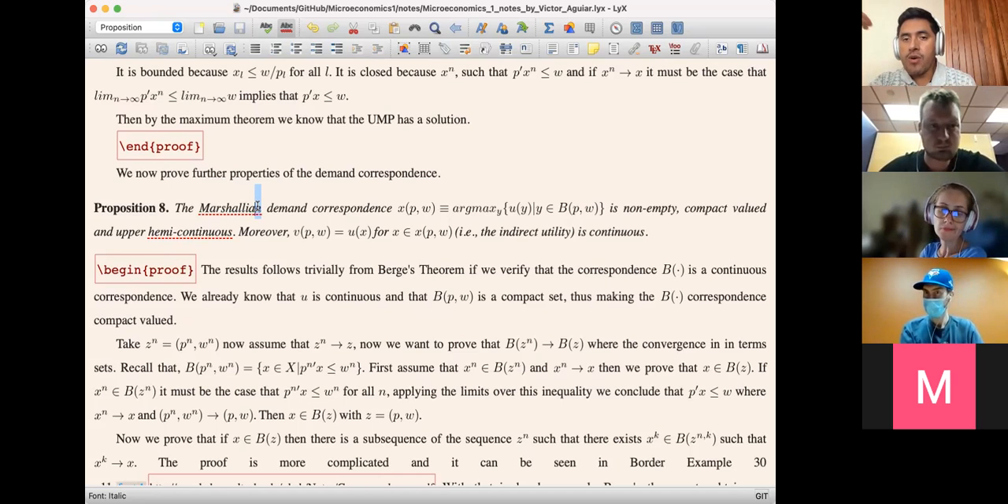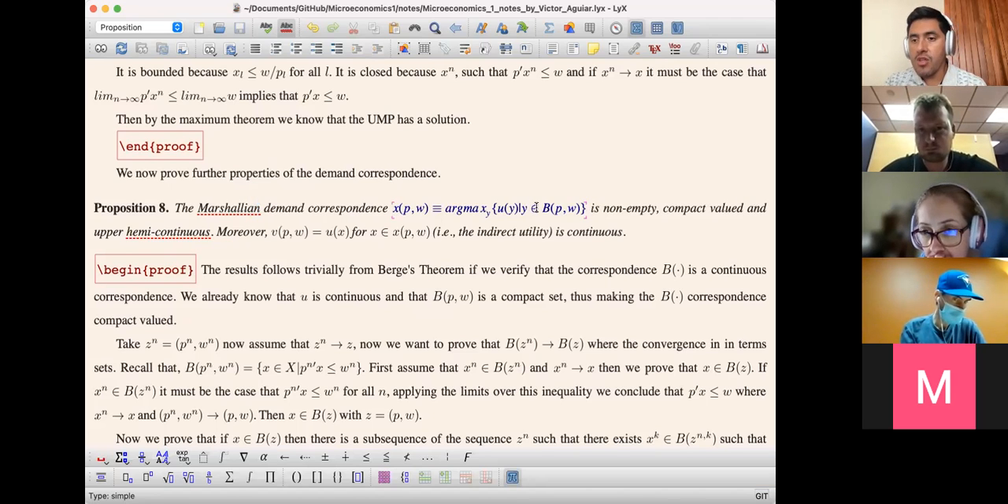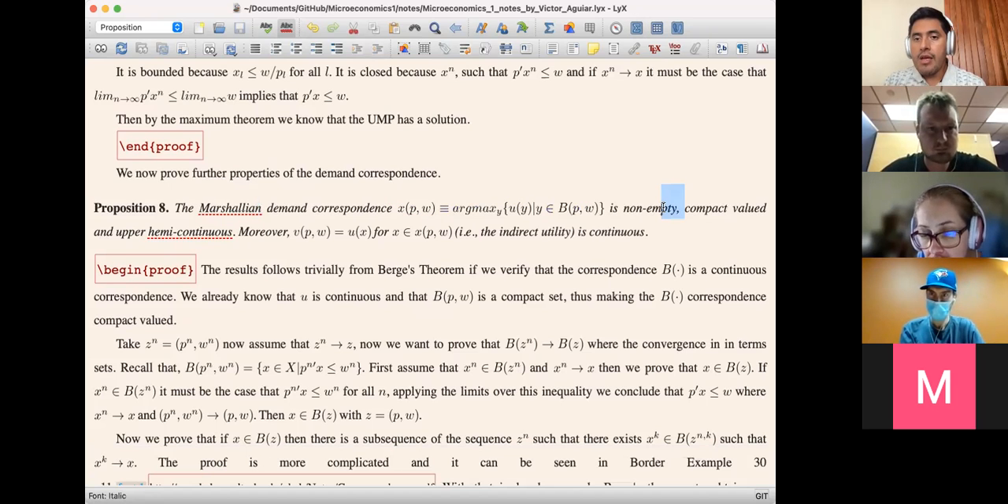So in general, we're going to say the Marshallian demand correspondence is the set of maximizers generated by the utility maximization problem. It is non-empty, so the problem has a solution. It's compact valued, and it's upper hemicontinuous, right? Which is the definition that I asked you to check in Mas-Colell.